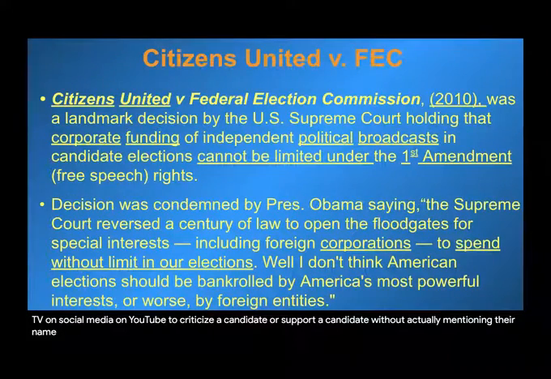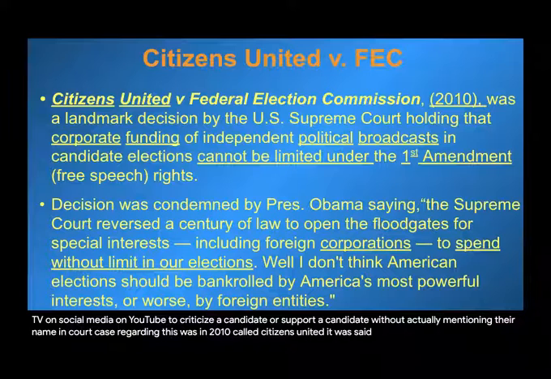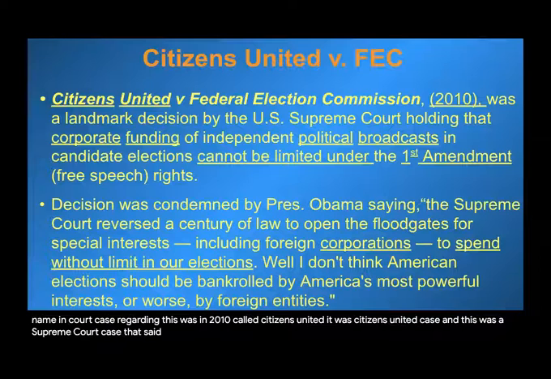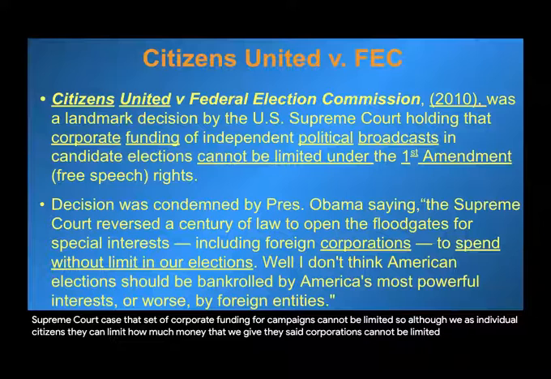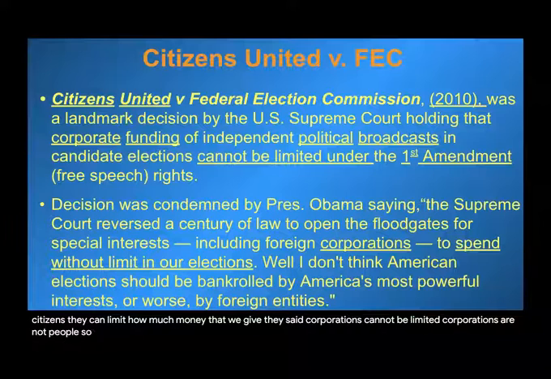A big Supreme Court case regarding this was in 2010. It's called Citizens United. And this was a Supreme Court case that said corporate funding for campaigns cannot be limited. So, although we as individual citizens, they can limit how much money that we give, they said corporations cannot be limited. Corporations are not people, so they can give as much money as they want. It was considered a very controversial ruling in 2010.